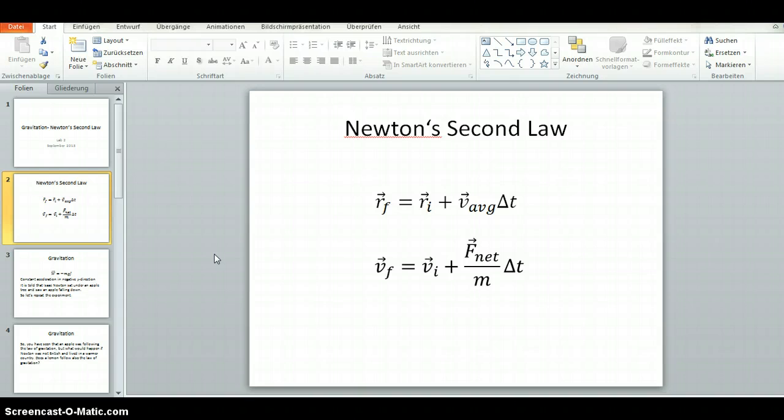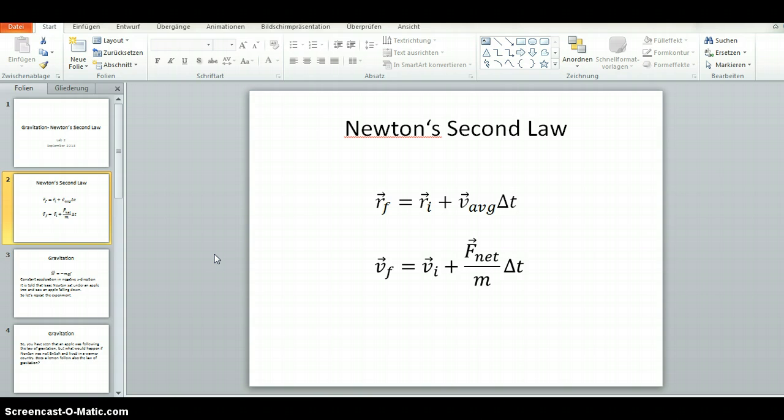The second law shows that the change in velocity is proportional to the net force and the change in time, and inversely proportional to the mass of an object. And the change in position is proportional to the change in velocity times the change in time.